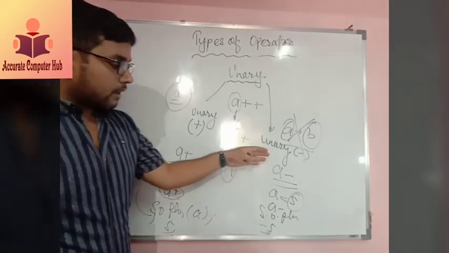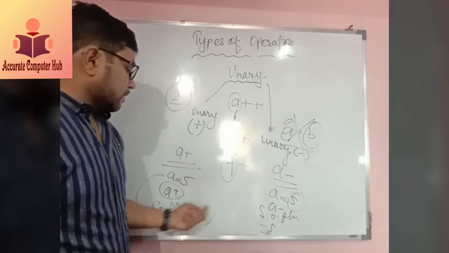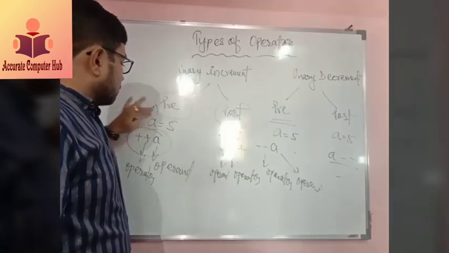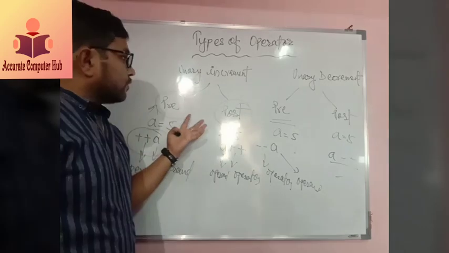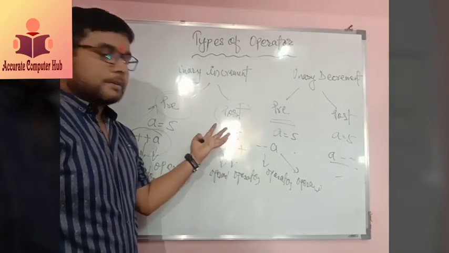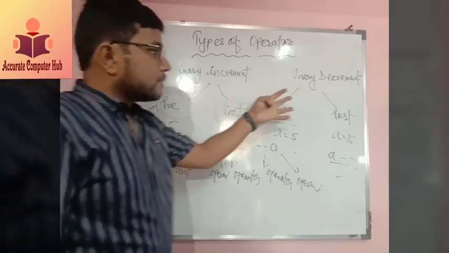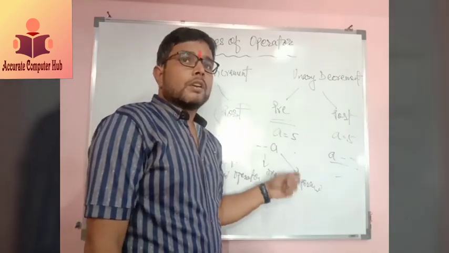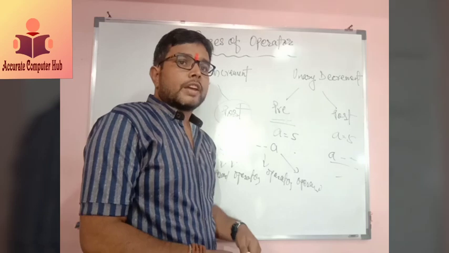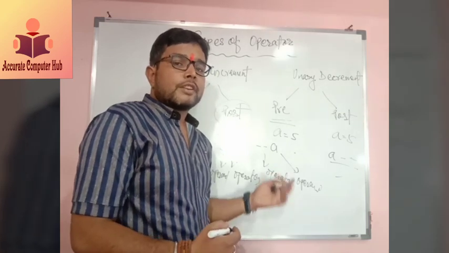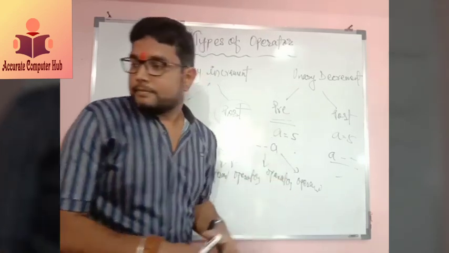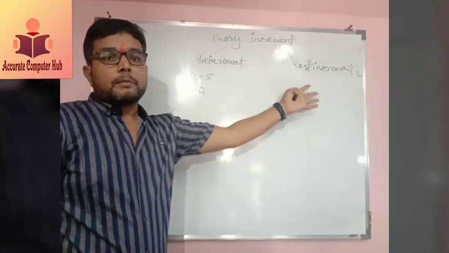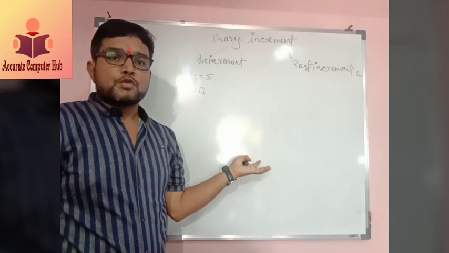Okay, so there are no changes in unary plus and unary minus value. See the difference between unary pre-increment and unary post-increment, and the difference between unary pre-decrement and unary post-decrement. So I am giving some examples of that and showing you the difference between all of these. Now we have to see the difference between pre-increment and post-increment and pre-decrement and post-decrement.